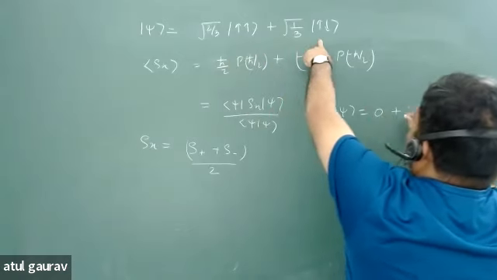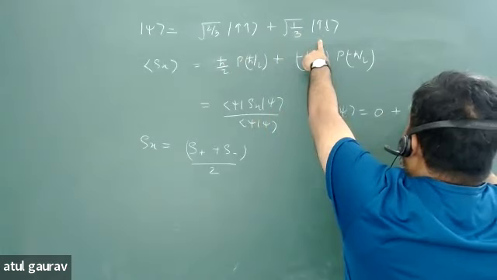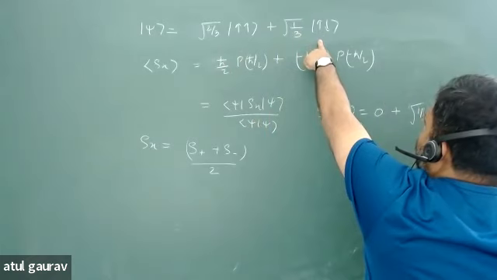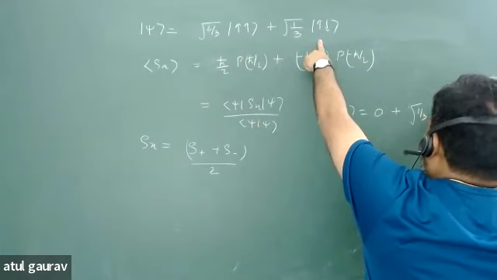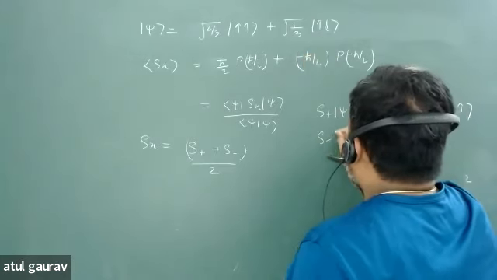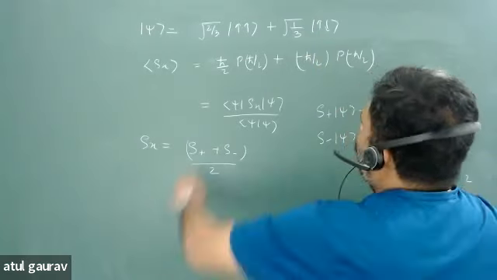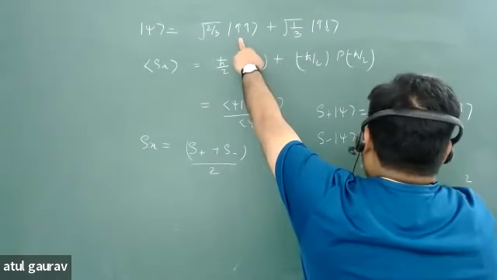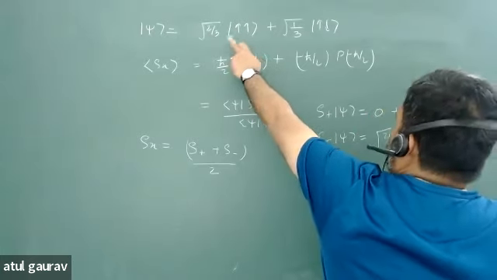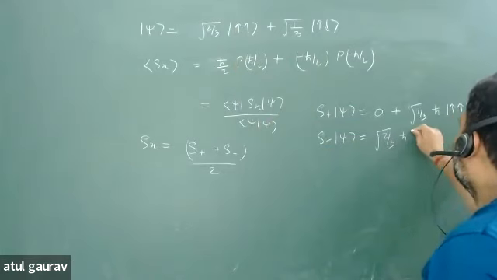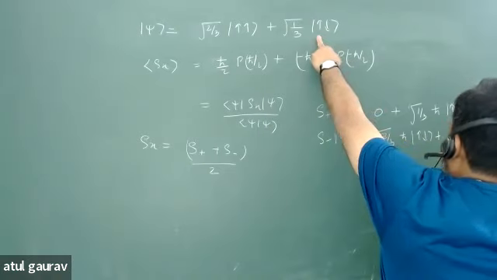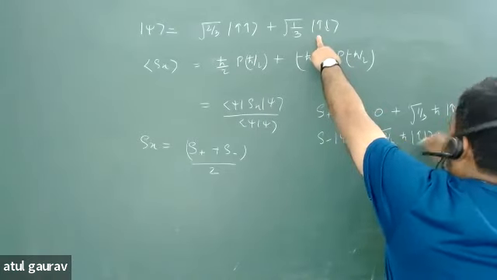And what will be this one? S plus acting on this, what will we get? Sir, 1 by root 3 H cut, up and up. Very good. Now what will S minus psi be? Sir, root 2 by 3 H cut, and this will go to up down. And what about this one? Sir, 0. Very good.